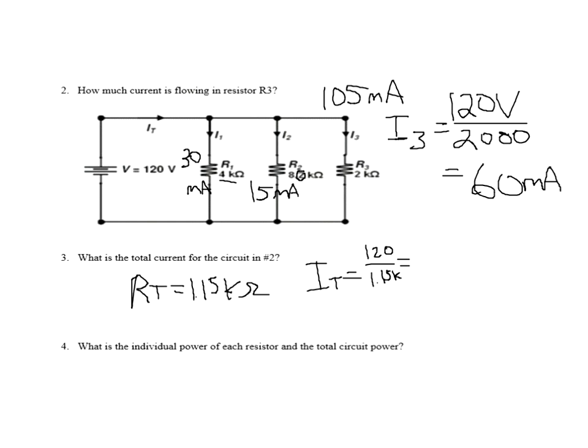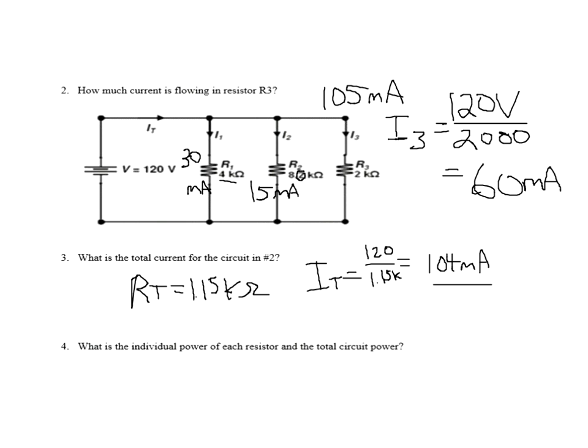Let's see how close my estimate was. 120 divided by 1.15 K. And it works out to be 104 milliamps. That was pretty close. Pretty close. All right. Now, the answers would be something like 60, 30, 15, 104, because I just picked the closest answer.